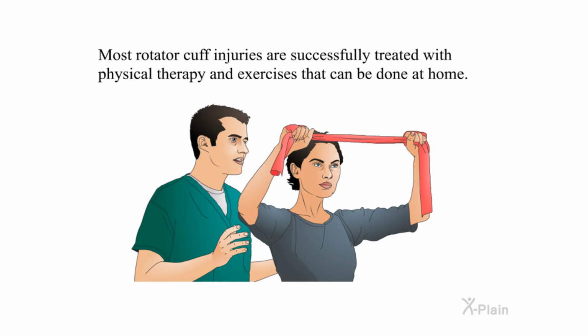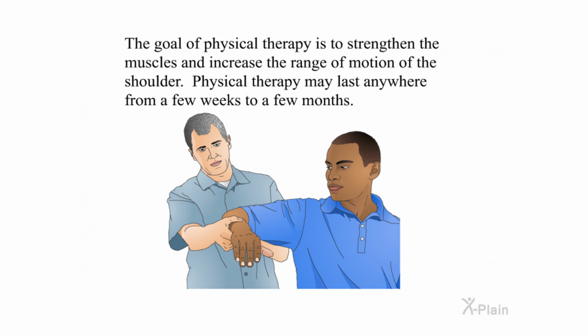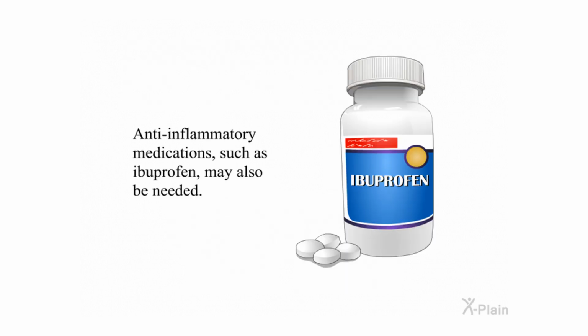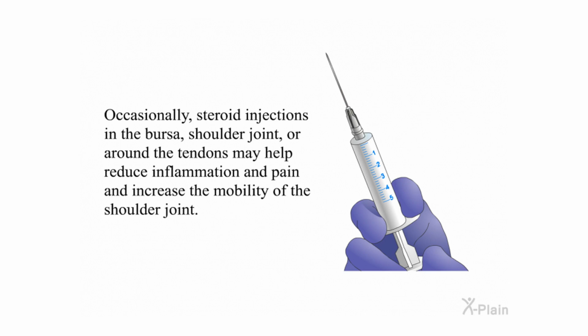Treatment. Most rotator cuff injuries are successfully treated with physical therapy and exercises that can be done at home. The goal of physical therapy is to strengthen the muscles and increase the range of motion of the shoulder. Physical therapy may last anywhere from a few weeks to a few months. Anti-inflammatory medications such as ibuprofen may also be needed. Occasionally, steroid injections in the bursa, shoulder joint, or around the tendons may help reduce inflammation and pain and increase the mobility of the shoulder joint.